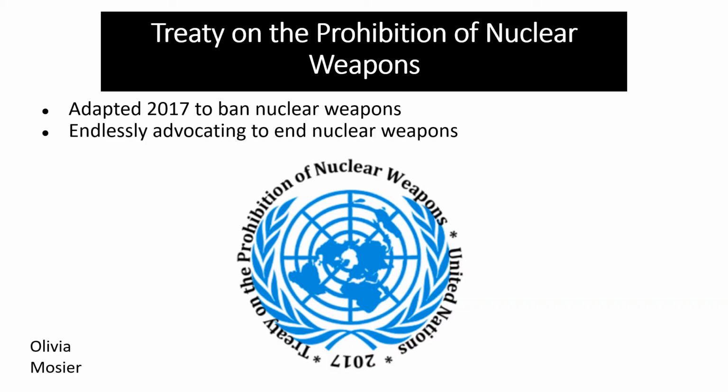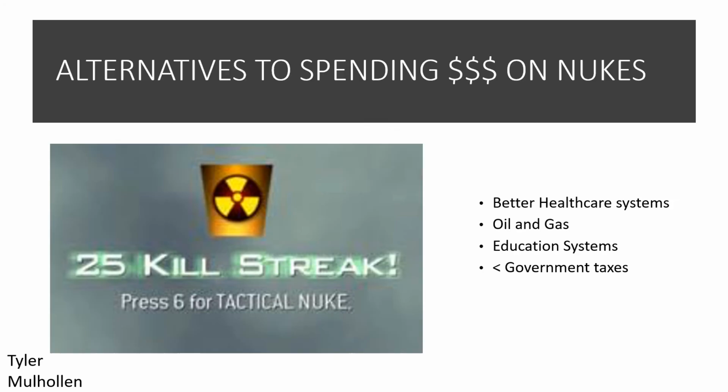The Treaty on the Prohibition of the Nuclear Weapons was adopted in 2017 in order to ban nuclear weapons. Many people wanted Japan to join this treaty in order to represent that they knew the extent of suffering from an atomic bomb and what their citizens had endured from the atomic bomb. Since then, the treaty has been endlessly advocating to end nuclear weapons.